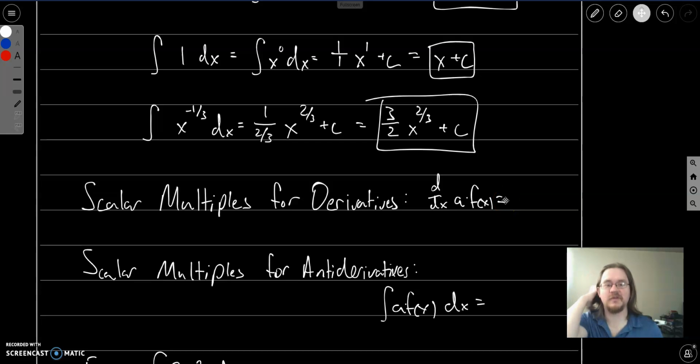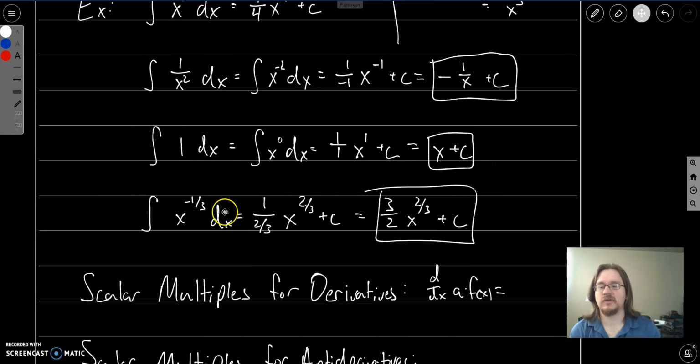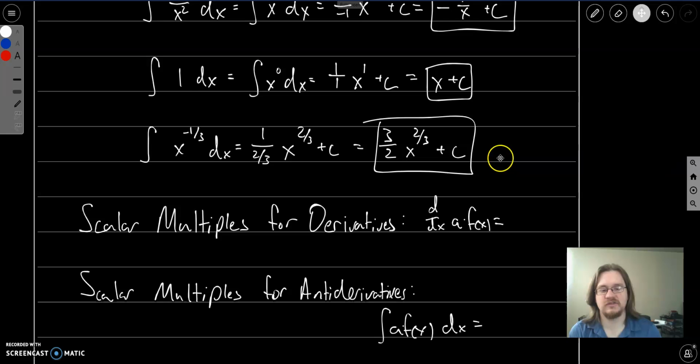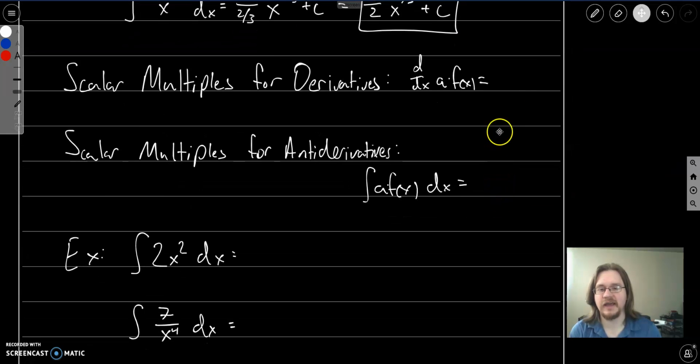Hello, so picking up from where we left off last time, we were just looking at how to take the antiderivative of some functions. So we've seen how to take the antiderivative of powers of x, and using what we know about what happens when we take derivatives with constants in them, we will see how to take antiderivatives of functions with constants in them.